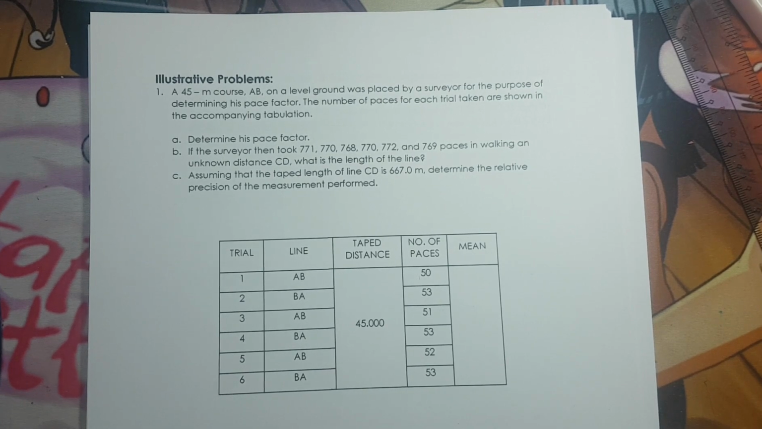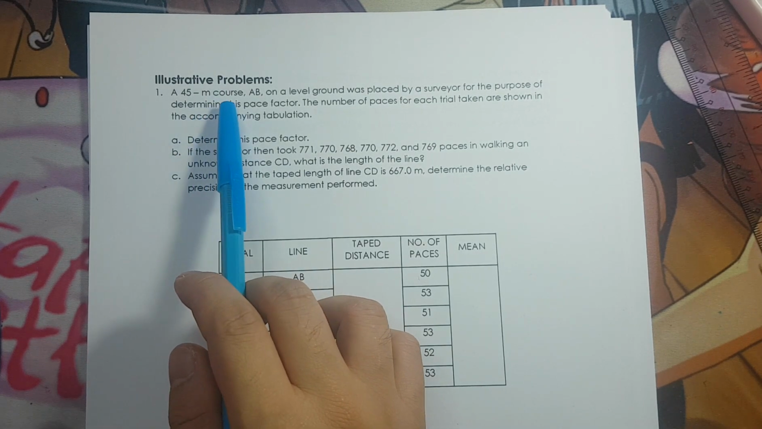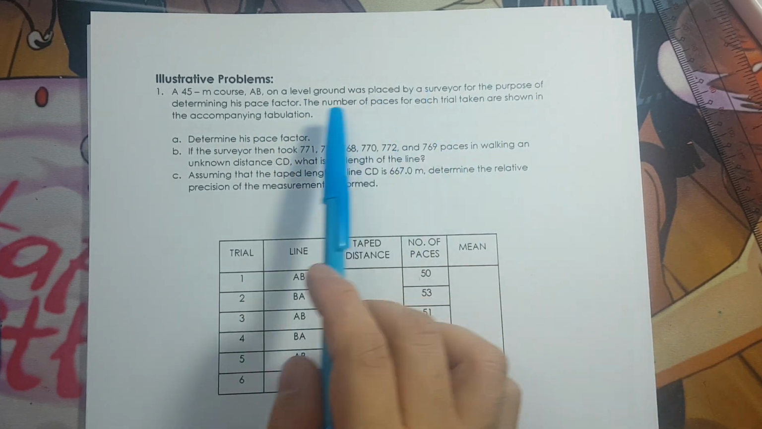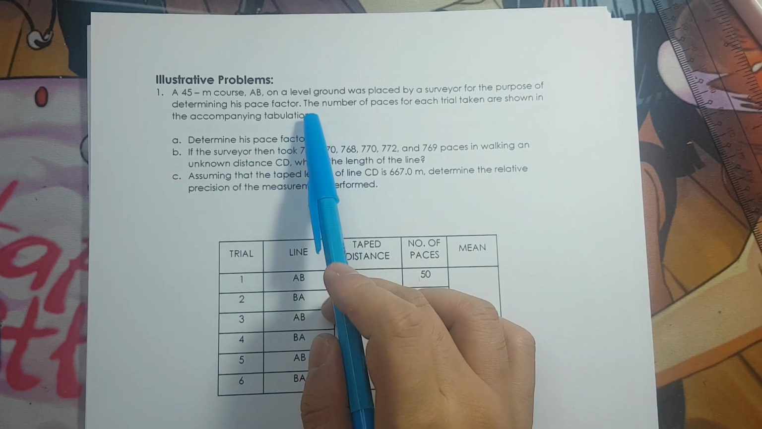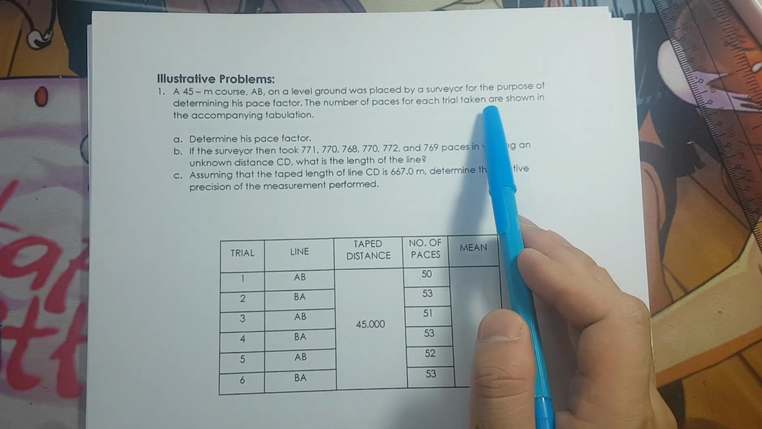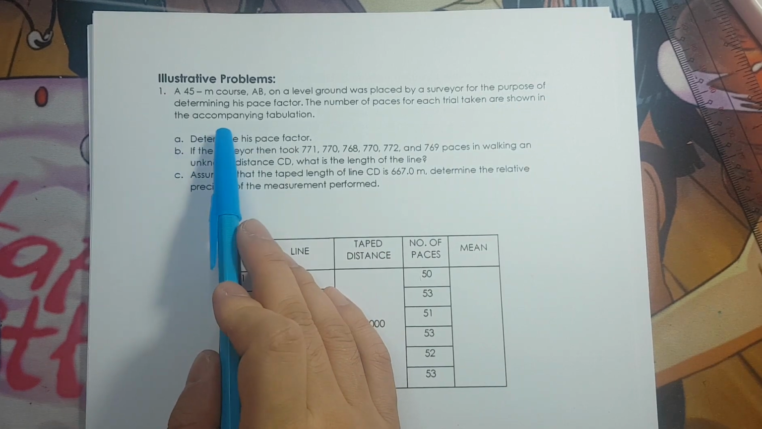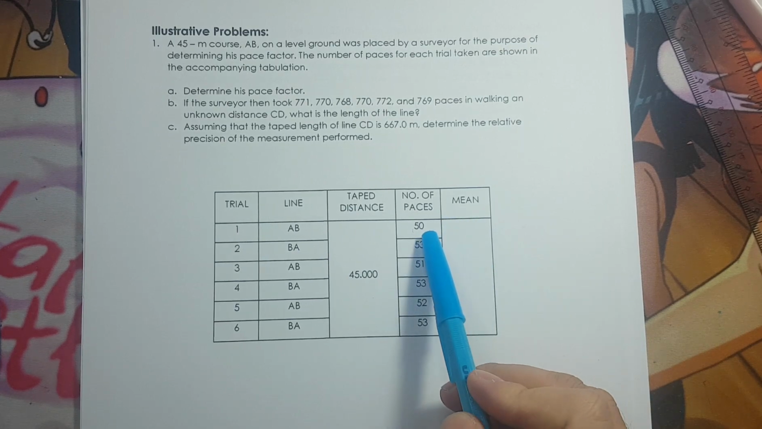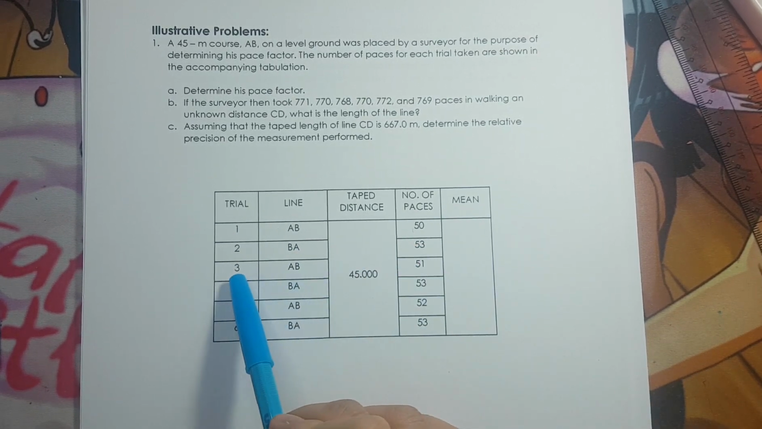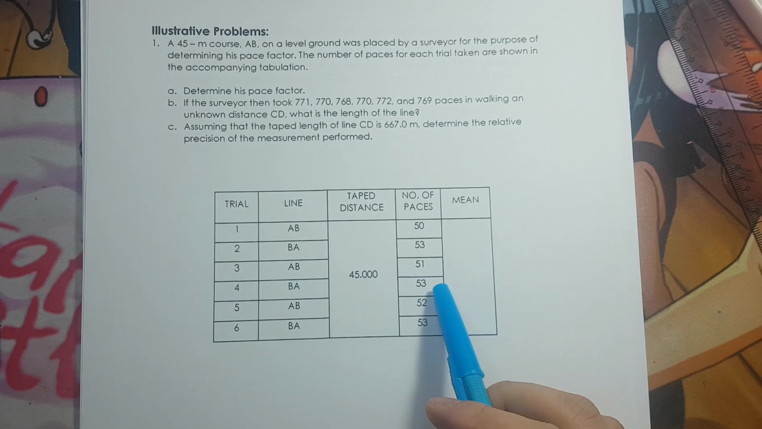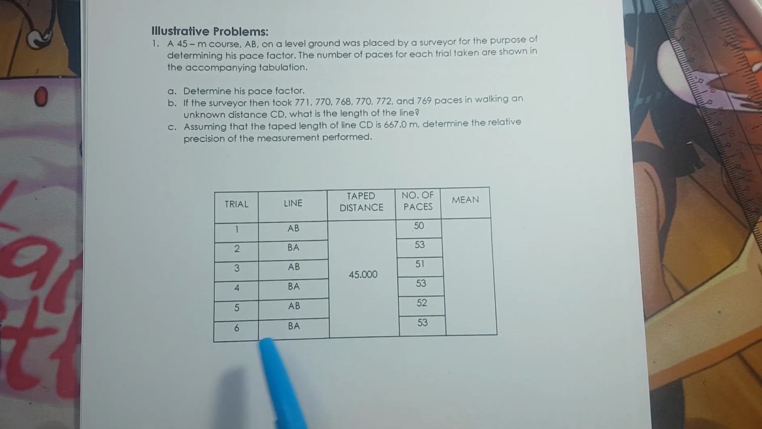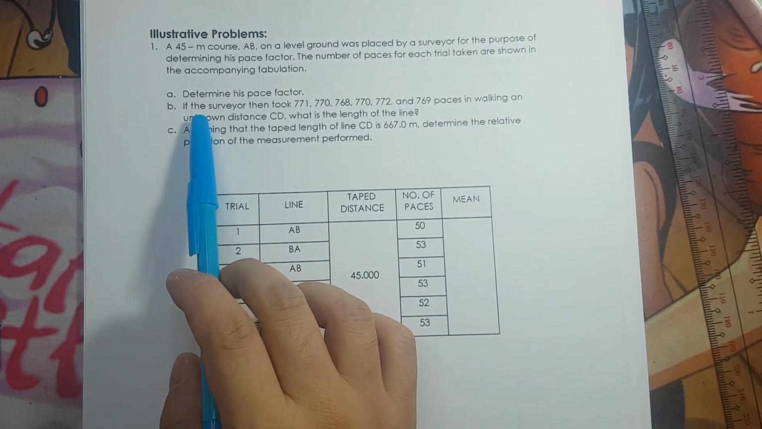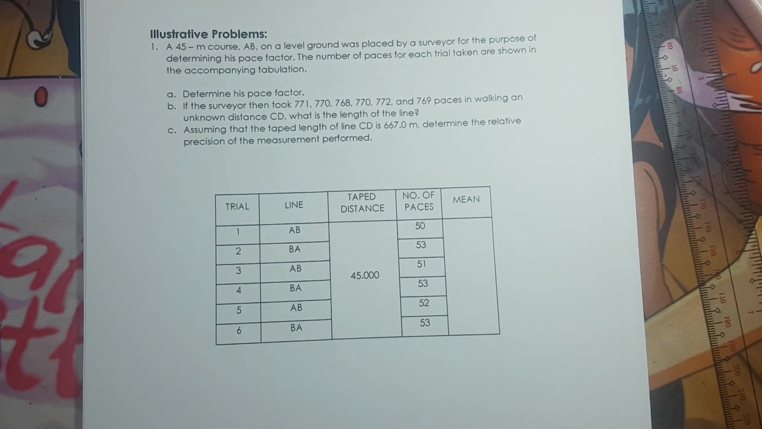Okay, so we have here the illustrative problem. A 45-meter course, AB, on level ground was placed by a surveyor for the purpose of determining his pace factor. So the number of paces for each trial taken are shown in the accompanying tabulation. So this is your tabulation. For the first trial, 50 paces. Second, 53. Third, 51. Fourth, 53. Fifth, 52. Sixth, 53 paces. Okay, so the first is to determine our pace factor.